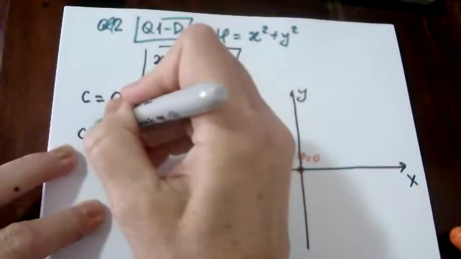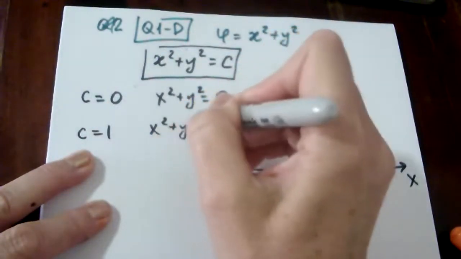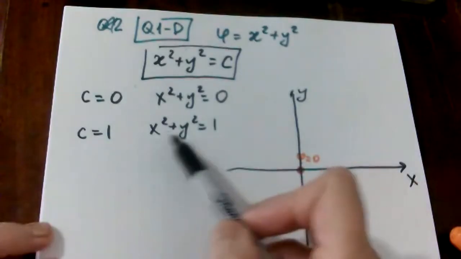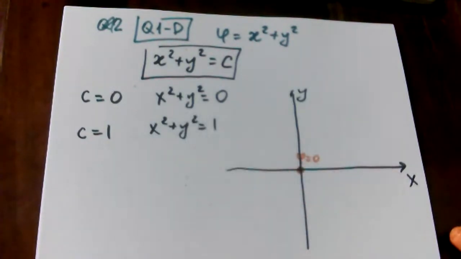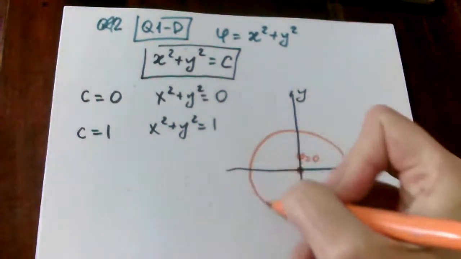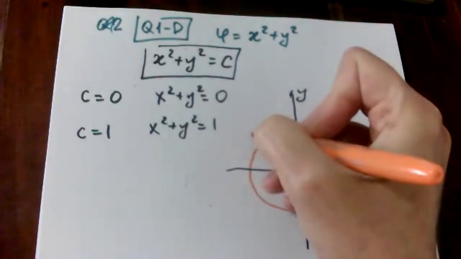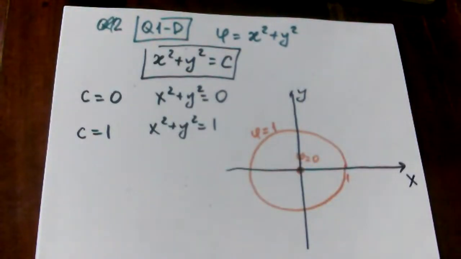Okay, so the next value of C will be 1, for example. We will get this equation. Of course, you recognize this equation. This is the equation of a circle. Circle with the radius 1. So let 1 be here. And so this is the circle with the radius 1. And let's write that it corresponds to phi is equal to 1.